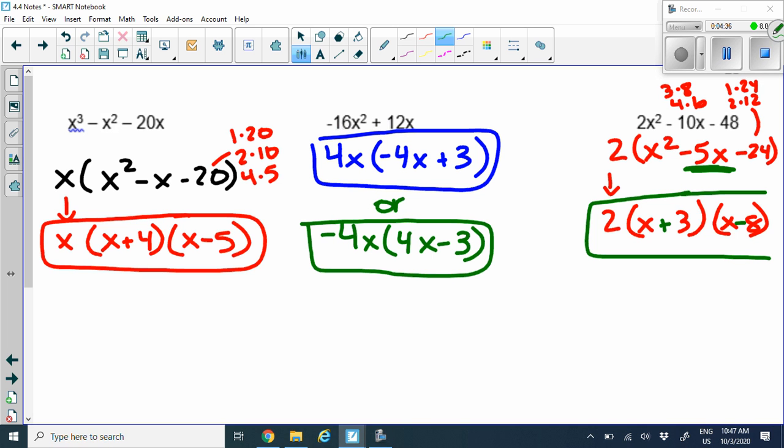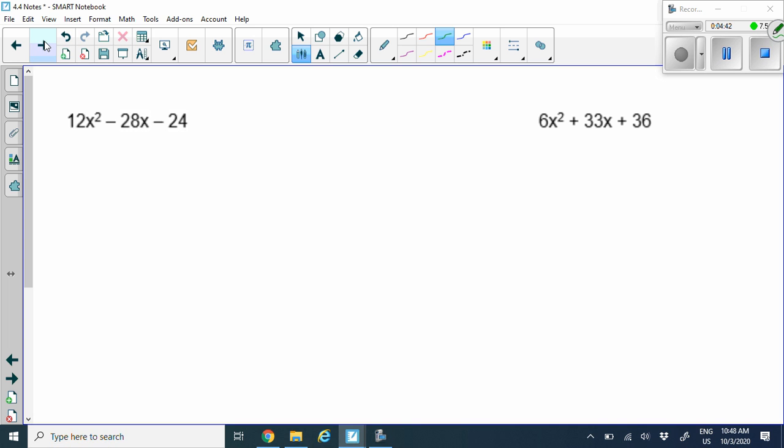So that's why we want to rewrite, because then we can factor correctly. Okay, let's do our last couple of examples here. Once again, go ahead and pause the video, or let's do this one. We'll do this one together, the 12x squared minus 28x minus 24.